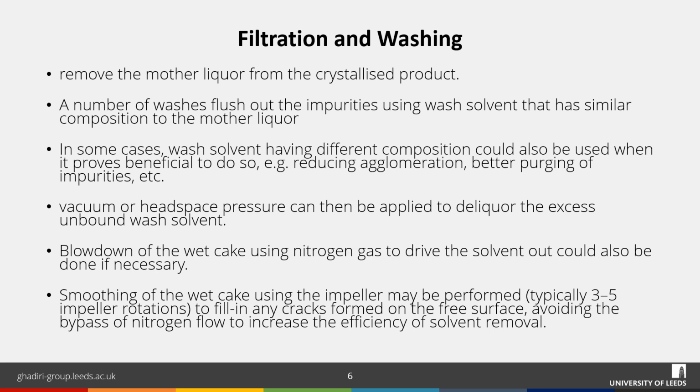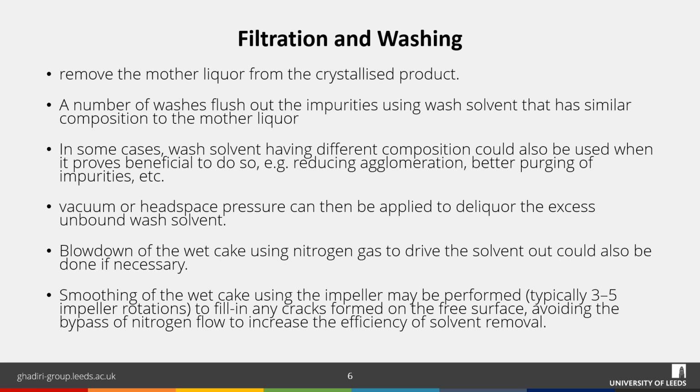As I mentioned earlier, the filtration process removes the mother liquor from the crystallized products. A number of washes are then applied to flush out the impurities using a wash solvent that has similar composition to the mother liquor. In some cases, a wash solvent having different compositions can also be used when it proves beneficial to do so. For instance, to reduce agglomerations and for better purging of impurities. Once the mother liquor is filtered and the wet cake is settled, a vacuum or headspace pressure can then be applied to deliquor the excess unbound wash solvent.